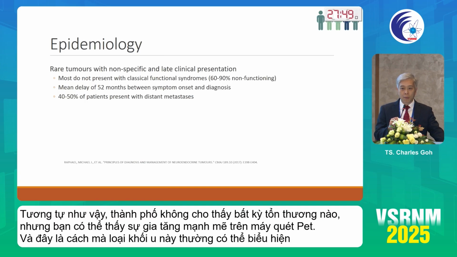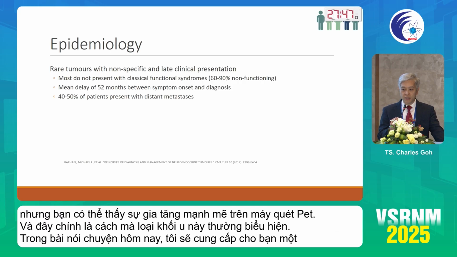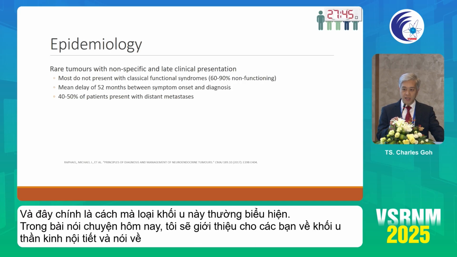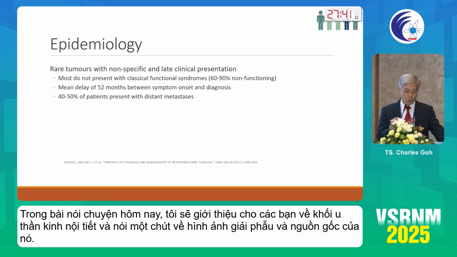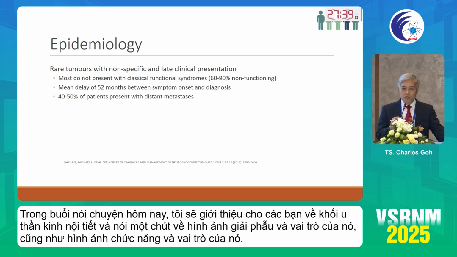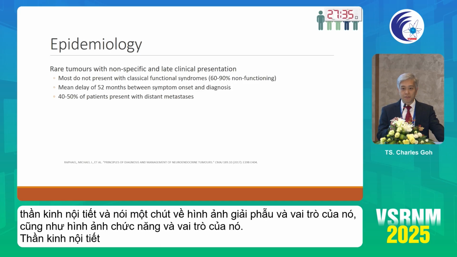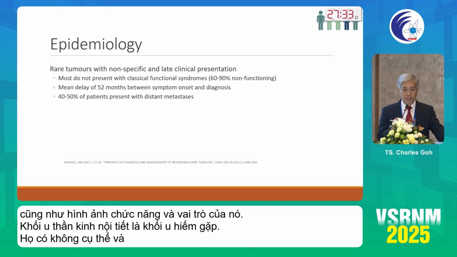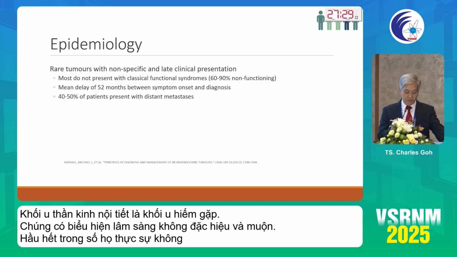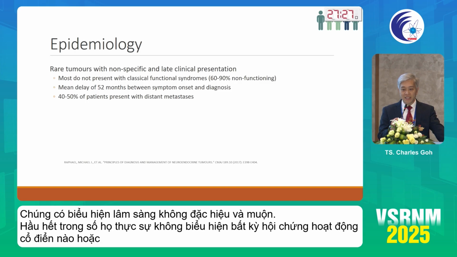In today's talk, I'll be giving you an introduction to neuroendocrine tumors and talking a little bit about the anatomic imaging and where it comes in, as well as functional imaging and what role it plays. Neuroendocrine tumors are rare tumors. They have a non-specific and late clinical presentation. Most of them actually do not present with any classical functioning syndromes. Almost 60 to 90% of them are non-functioning.